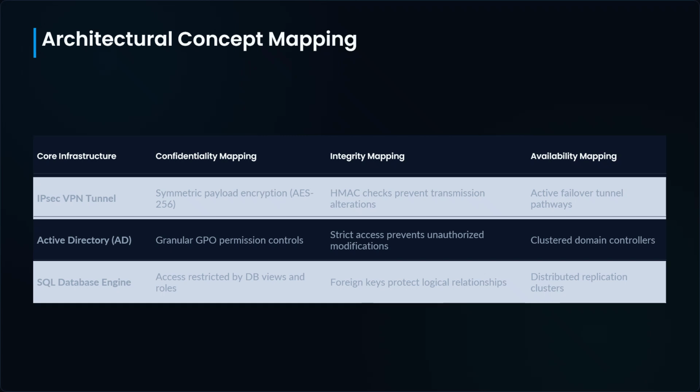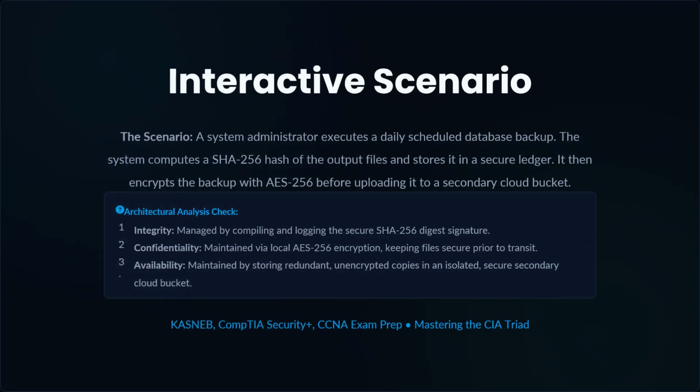Diagnostic knowledge check. Test your understanding of how these controls interact in practical scenarios. Scenario: a system administrator sets up a daily automated backup of an organization's central database server. The backup files are immediately processed into a SHA-256 hashing algorithm, and the resulting digests are logged to a read-only tracking file. Finally, the backup files are encrypted with AES-256 before being transferred across a secure network connection to an off-site cloud storage vault. Review questions.